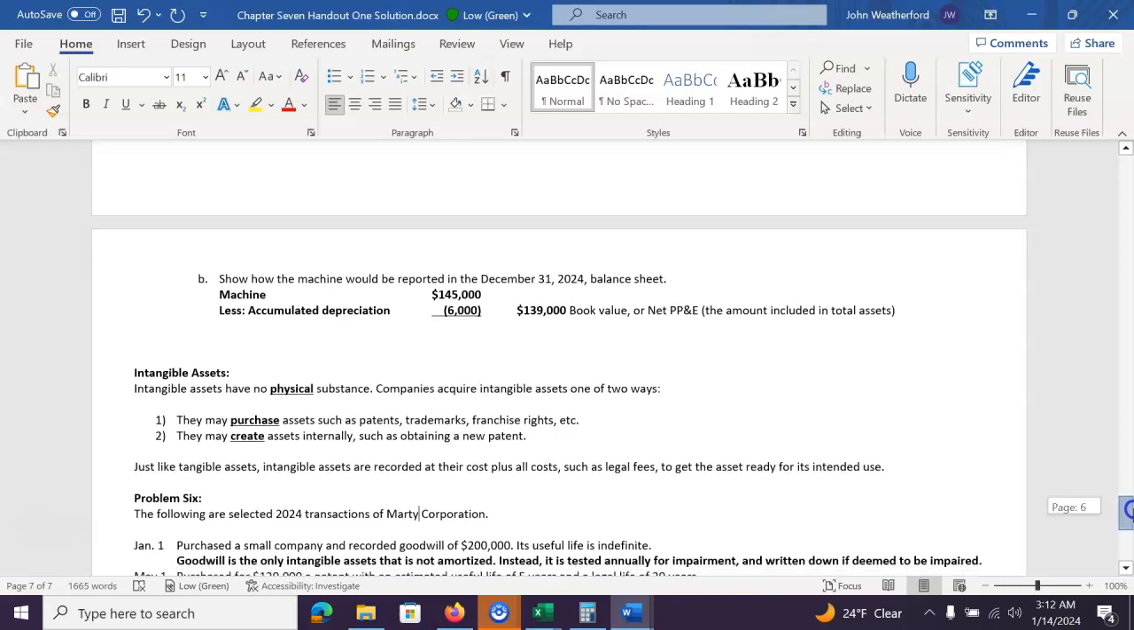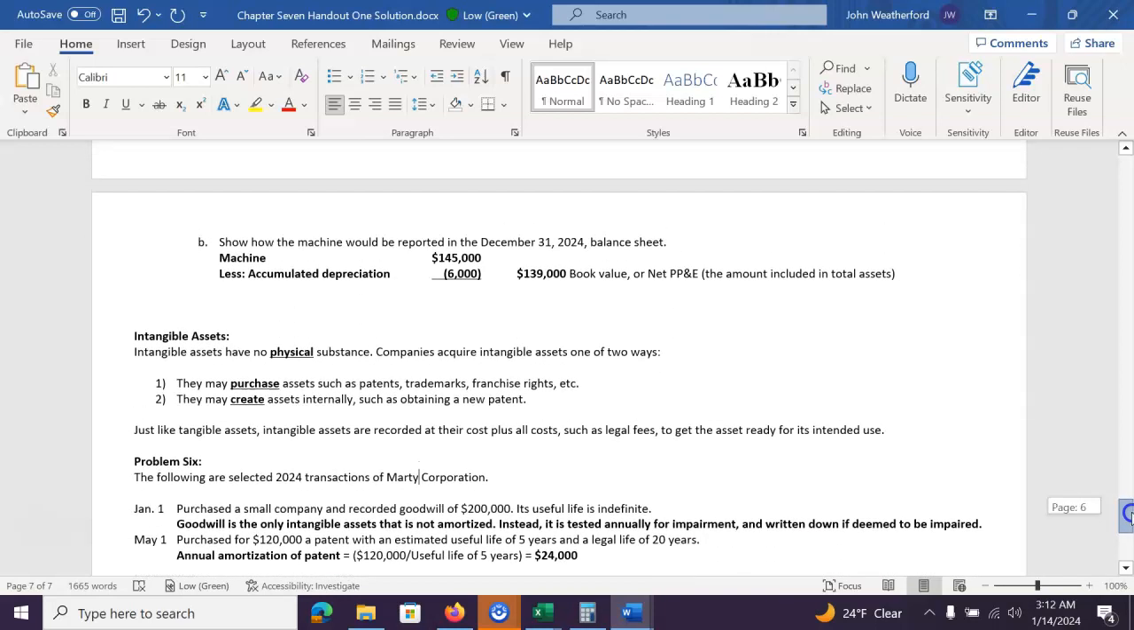All right, on problem 6, we have two transactions here they want us to record. On January 1st, I purchased a small company and recorded goodwill of $200,000. Its useful life is indefinite. Goodwill is the only intangible asset that is not amortized.